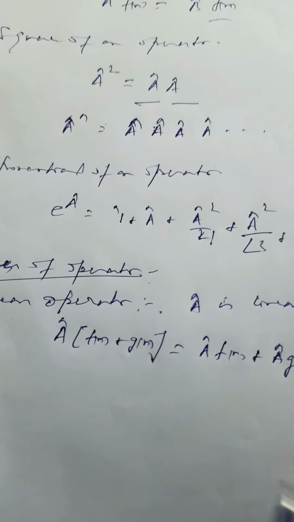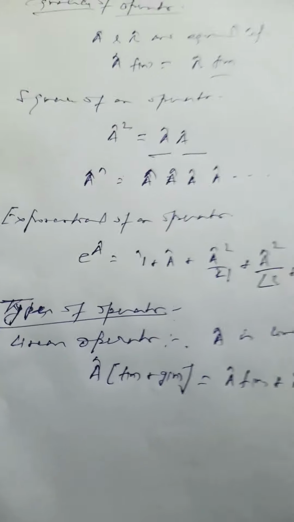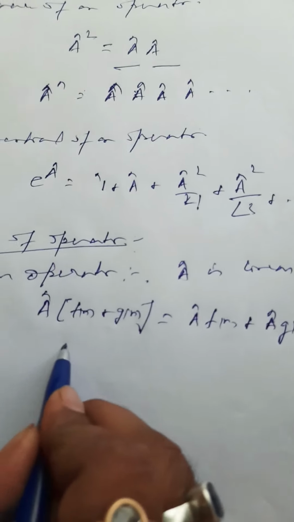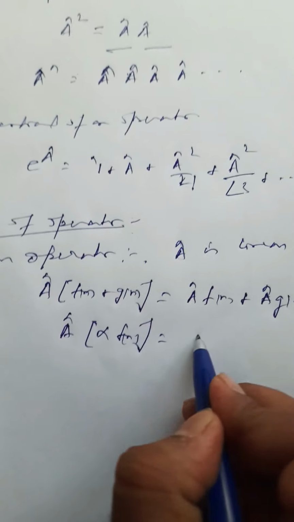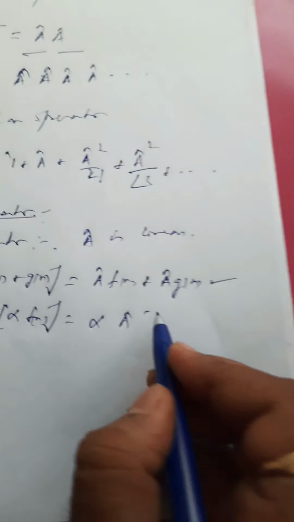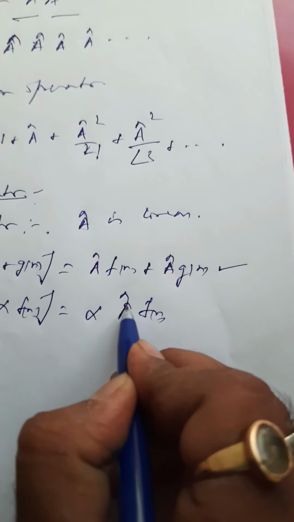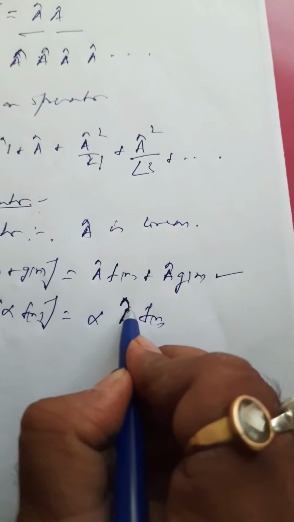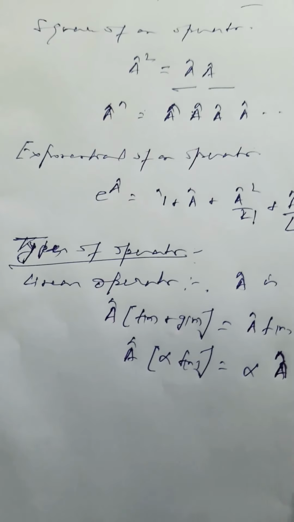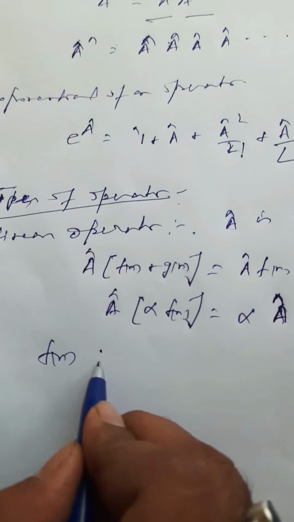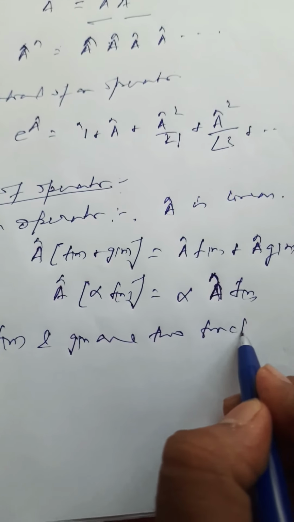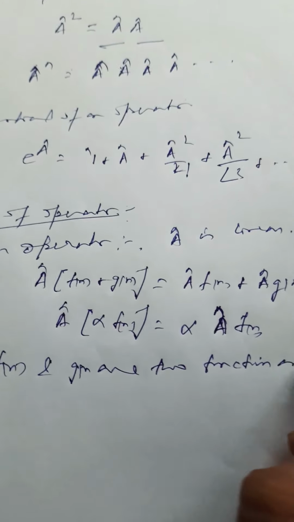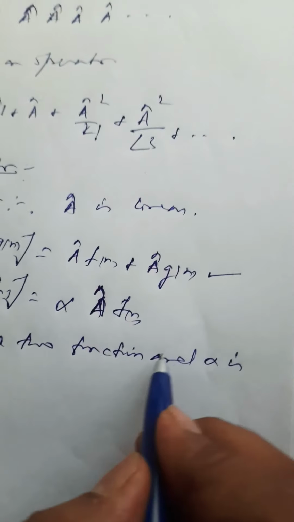So this is one thing, and the other one is operator A operating on alpha f(x) is equal to alpha times operator A on f(x). Here f(x) and g(x), f as a function of x and g as a function of x, are two functions, and alpha is a constant.